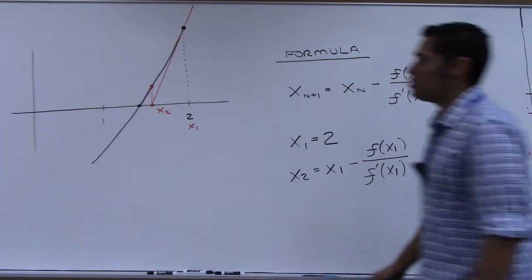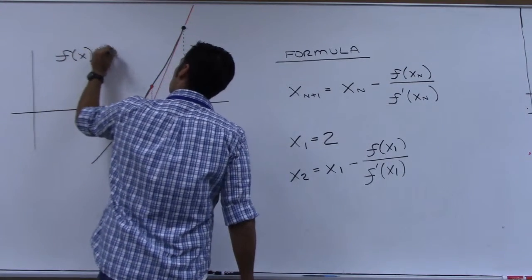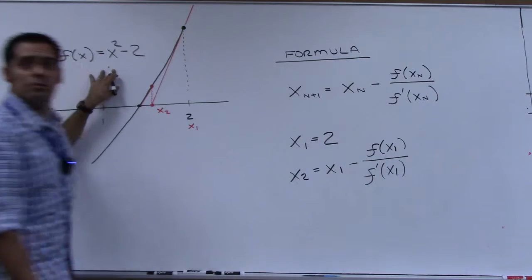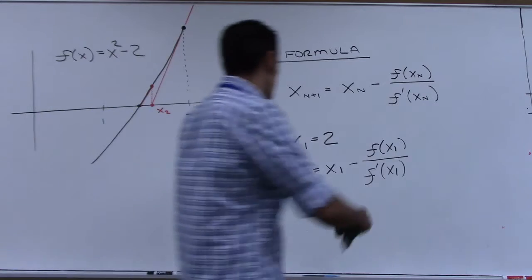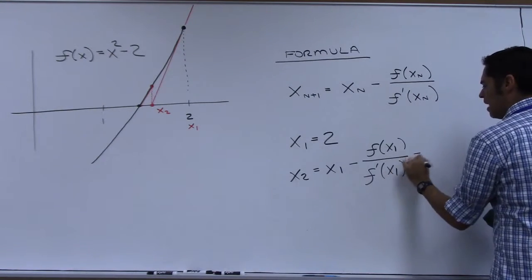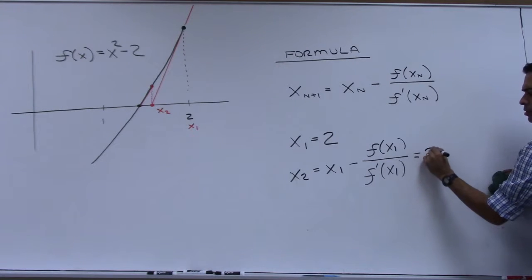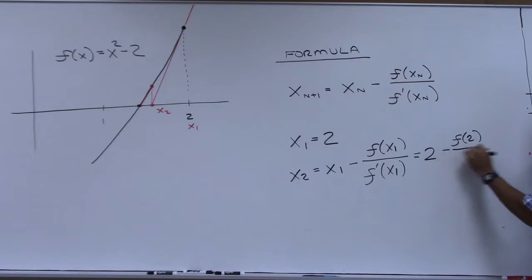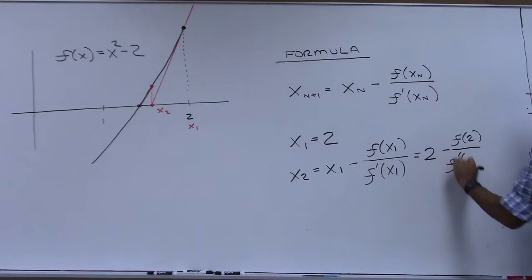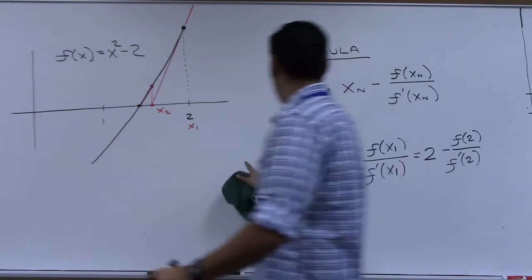Now remember the function we're working with here. What was the function? Was it x squared minus 2? That was the function we're working with? All right, so coming over here, because my initial guess was 2, this is 2 minus f of 2 over f prime of 2. I'm running out of space. I'm going to have to do this over here.